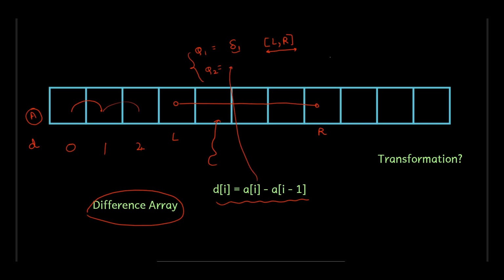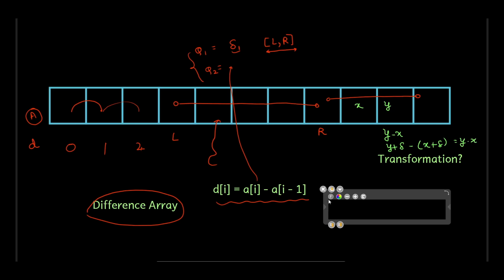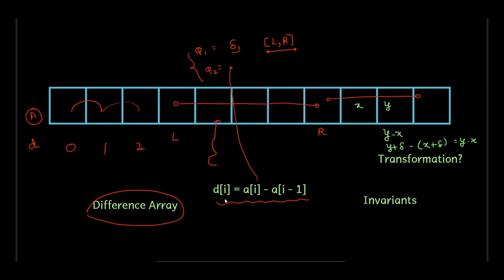The benefit is that when I tell you to add a certain delta to all the elements of the range, any two neighbors, suppose this and this are neighbors, if they are completely inside the subarray, then their older difference was y minus x, but their new difference would be y plus delta minus x plus delta, which is nothing but y minus x. So you see that this leads to something known as an invariant. All the elements that are inside the subarray, their difference will remain invariant. So what will change?